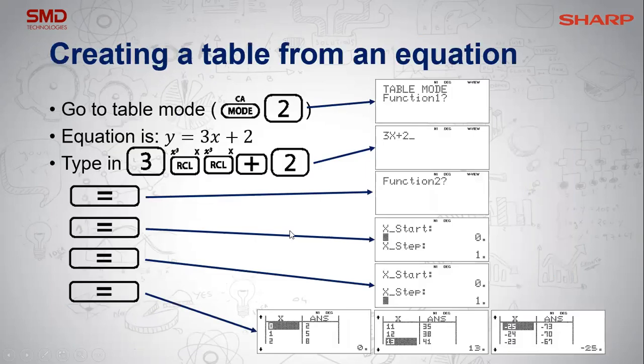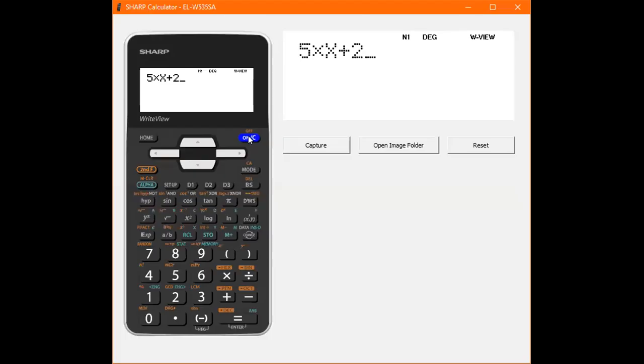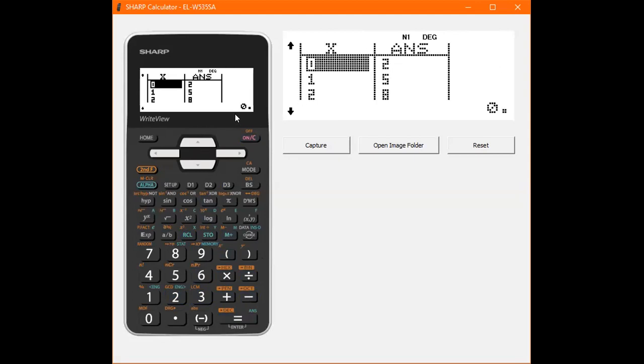So you can, again, create a table from an equation. So we can say our equation is y is equal to 3x plus 2. So we're going to go back to our table mode. And we're already in there. So all I'm going to do is type in 3 RCL plus 2 to make my equation, because remember, this is always equal to y, and then equals. And we've got our table with our various values. So our x substituted and our y answer.